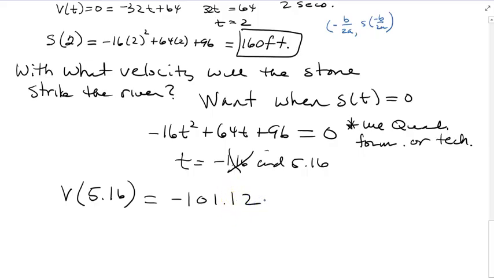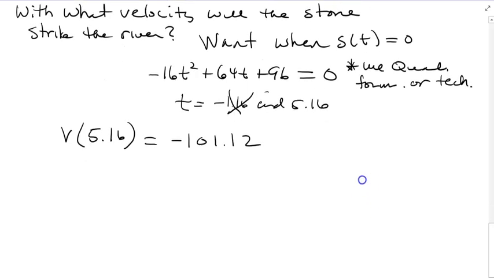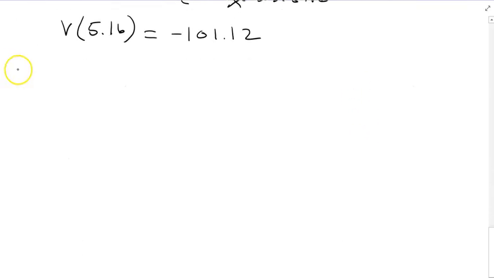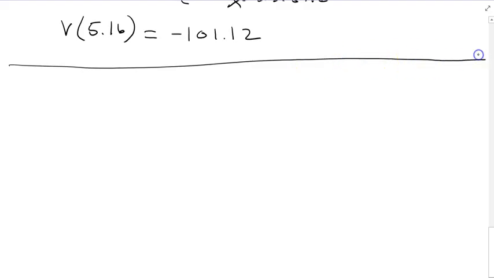You get a velocity of negative 101.12. The stone's coming down, so it makes sense that it is negative. It's no longer going up. All right. So there's a way to use derivatives for a type of problem that you are familiar with. Okay, last one for those few business majors out there.